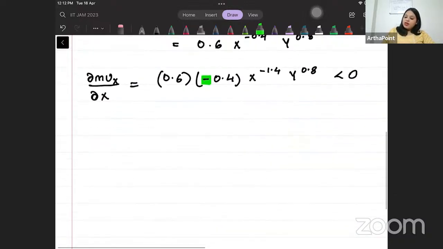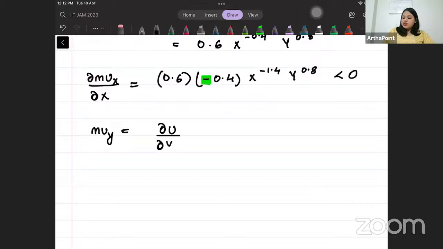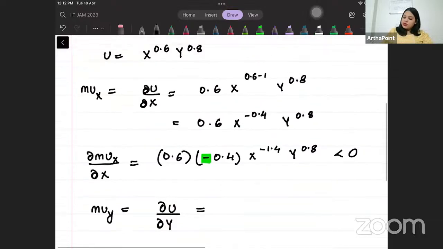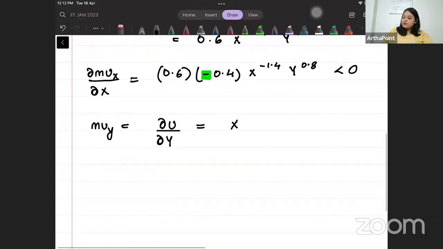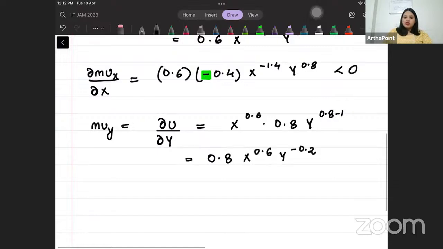Now let's talk about marginal utility of y. This will be how utility changes as y changes. So let's go ahead and differentiate this with respect to y once. So you will have 0.8 will come down, y to the power 0.8 minus 1. This will be 0.8, x to the power 0.6, y to the power minus 0.2.